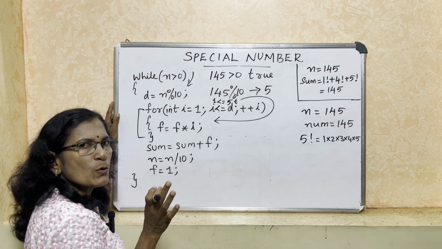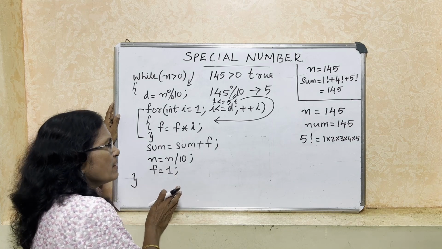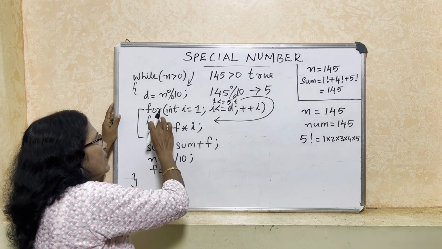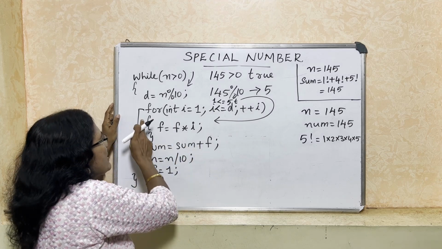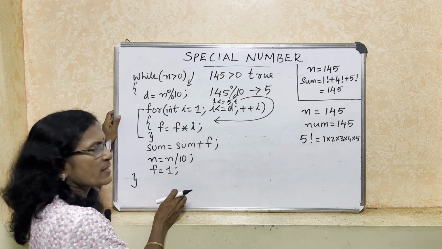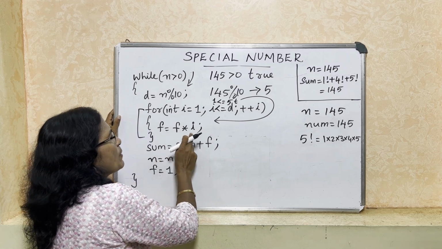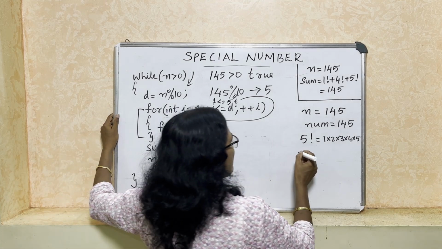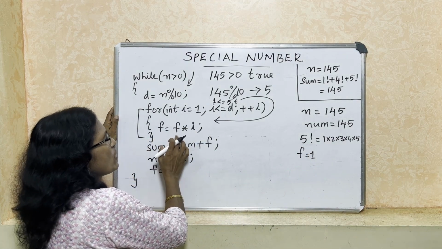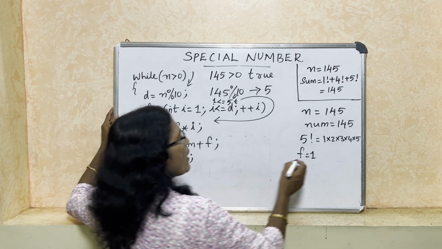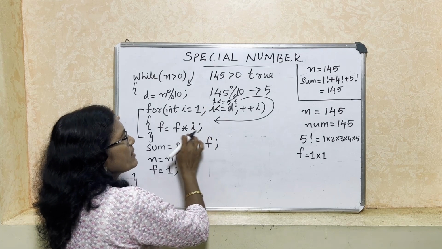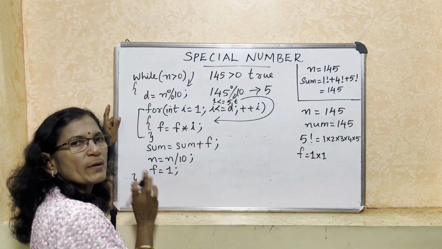The body of the for loop contains only a single statement, so you need not enclose it as a block. To avoid confusion, I have enclosed the single statement inside a block. So, the for loop has only a single statement to be executed: f is equal to f into i. Initially, the variable f was initialized as 1. f is equal to f into i, 1 into 1. The current value of i is 1. So, 1 into 1 is equal to 1.